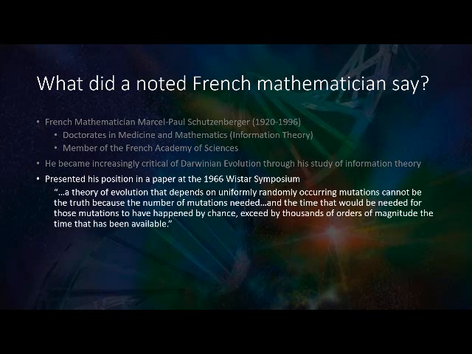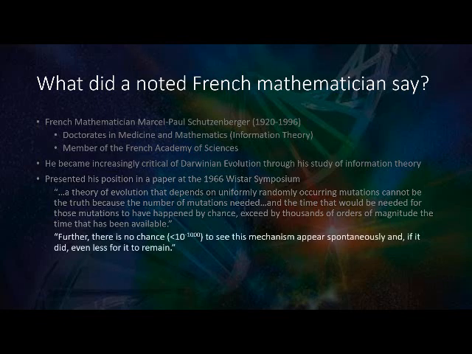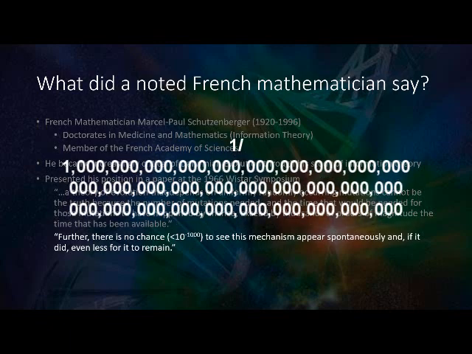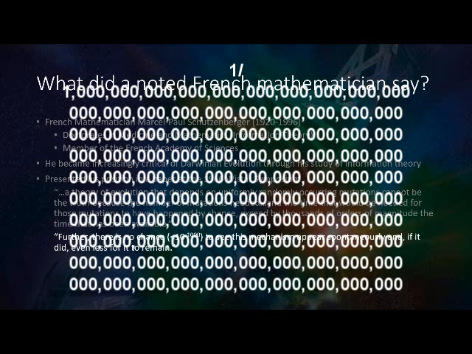A theory of evolution that depends on uniformly randomly occurring mutations cannot be the truth because the number of mutations needed and the time that would be needed for those mutations to have happened by chance exceed by thousands of orders of magnitude the time that has been available. Thousands of orders of magnitude doesn't mean thousands of years. It means trillions times trillions times trillions of years. He said further, there is no chance, and he gave it as a probability, less than 10 to the negative 1,000th power. Now that means less than one chance in 1 followed by 1,000 zeros.